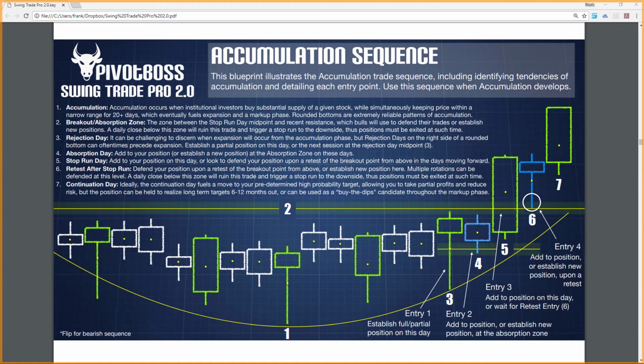Now, number 3, the rejection day. It can be challenging to discern when expansion will occur from the accumulation phase, but rejection days on the right side of a rounded bottom can oftentimes precede expansion. Establish a partial position on this day or the next session at the rejection day midpoint.